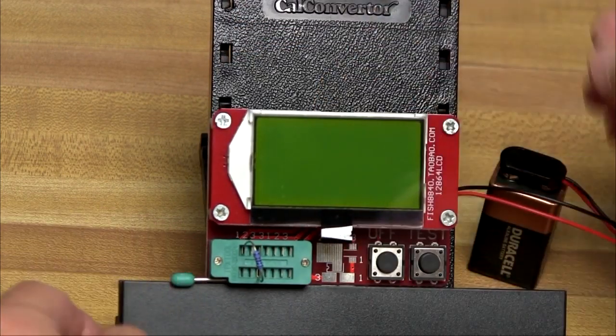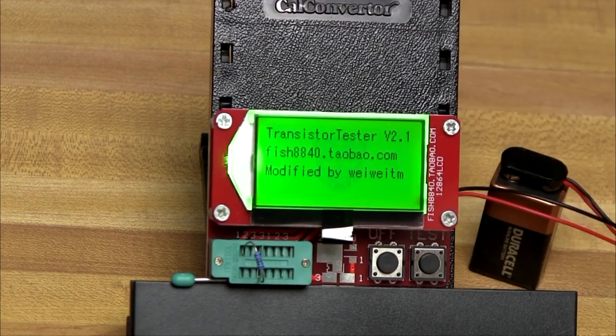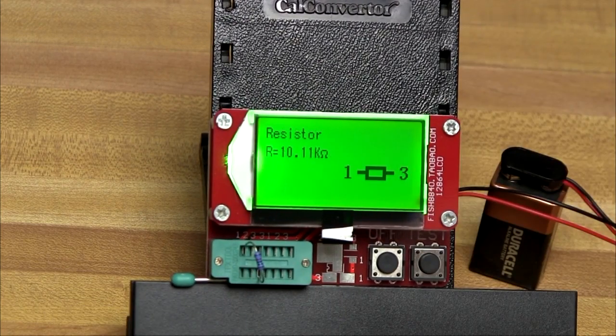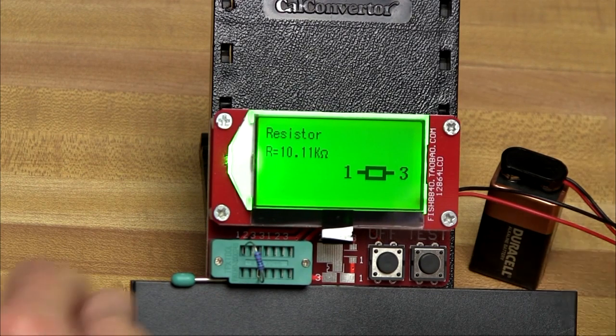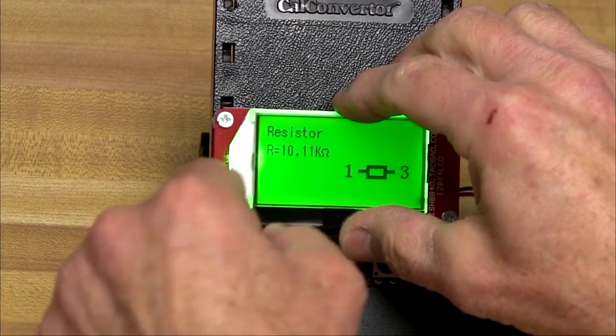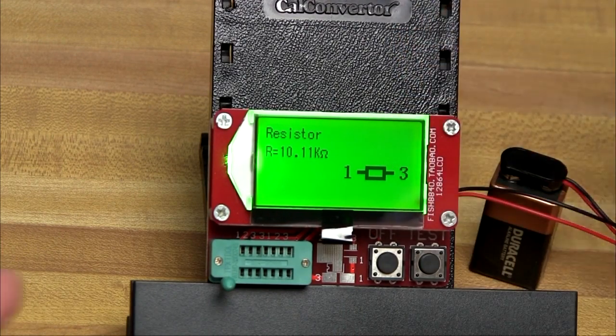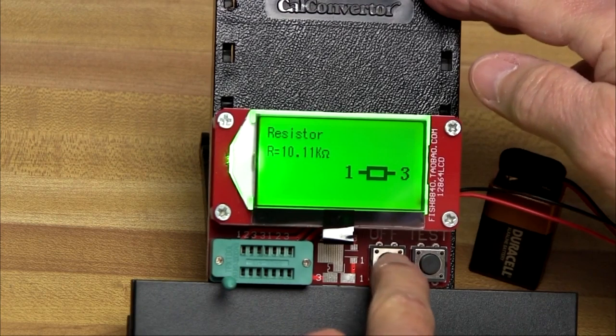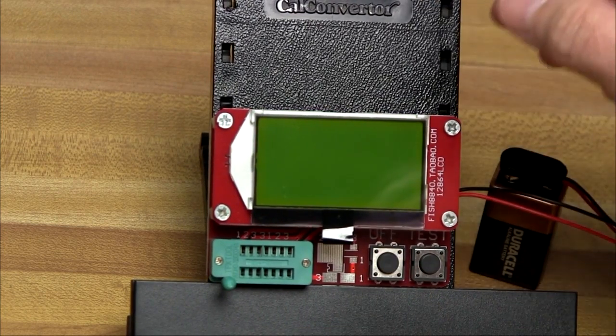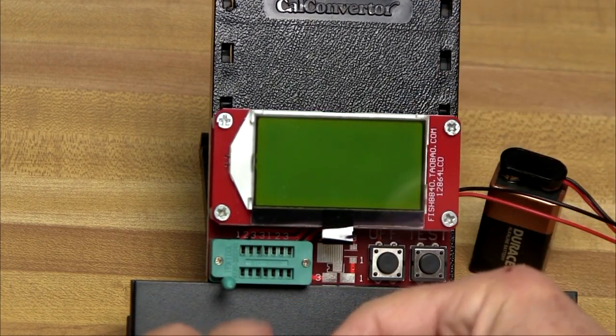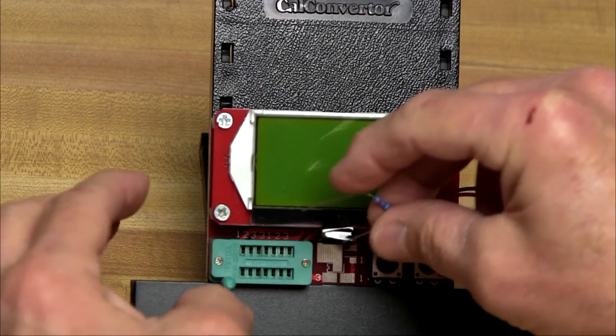Flip the lever over and then push the test button. And it tells me this is 10.11 k-ohms. And that's correct because this is a 10 k-ohm resistor. Now you notice I take the resistor out, it's still reading. You have to reset this device between each test. That's one thing I'm not crazy about on it, but still, a neat little tester.